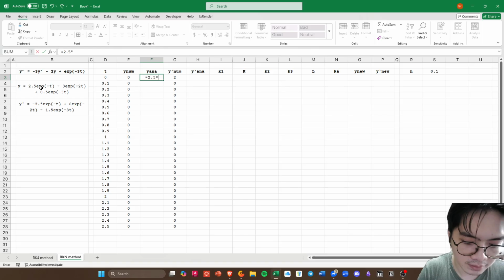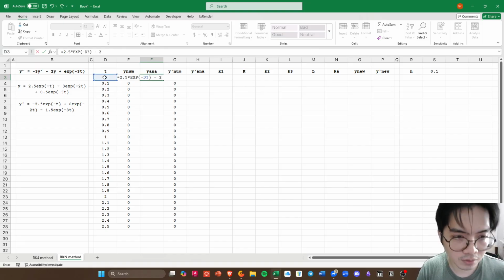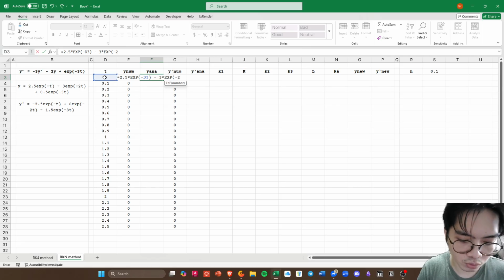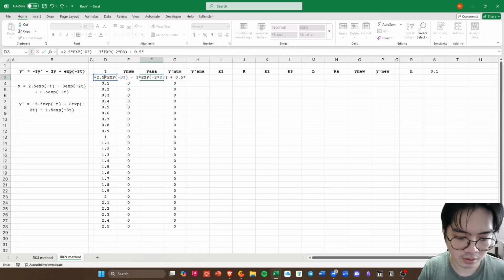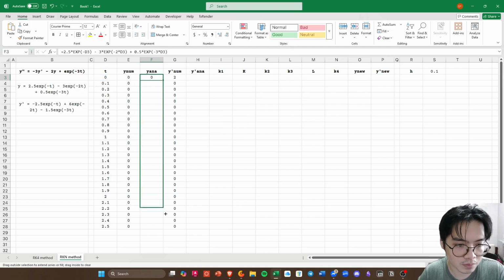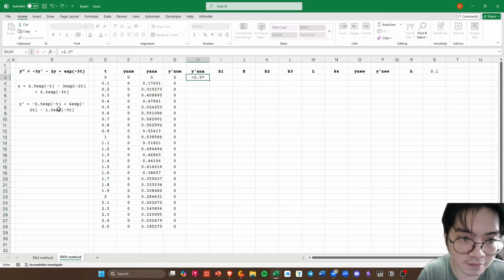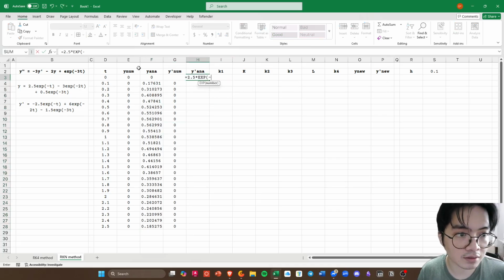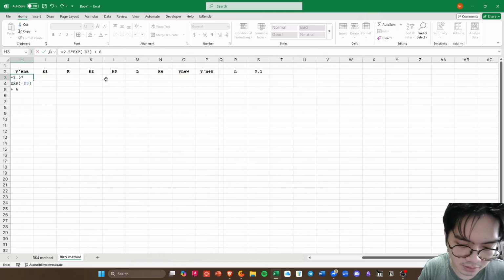2.5 times negative time minus 3 times negative 2 times time plus 0.5 times negative 3 times time. Ba to? D3. And then we just put it together like this. Ayan, yun yung mga values natin. We continue with this, negative 2.5 e negative time plus, oh my goodness, plus 6 times exp negative 2 times time.